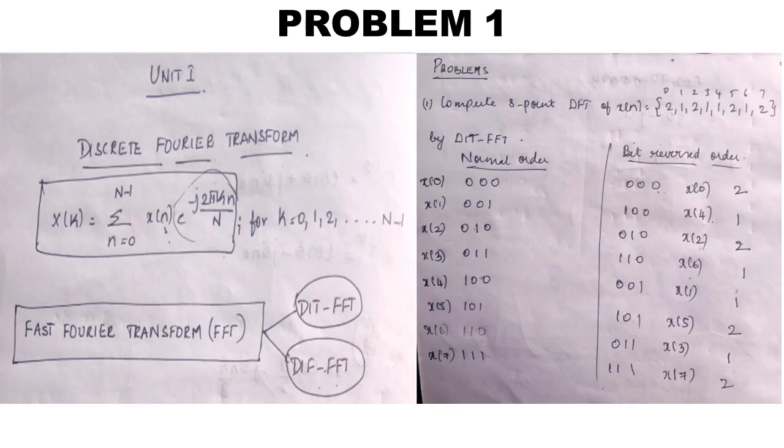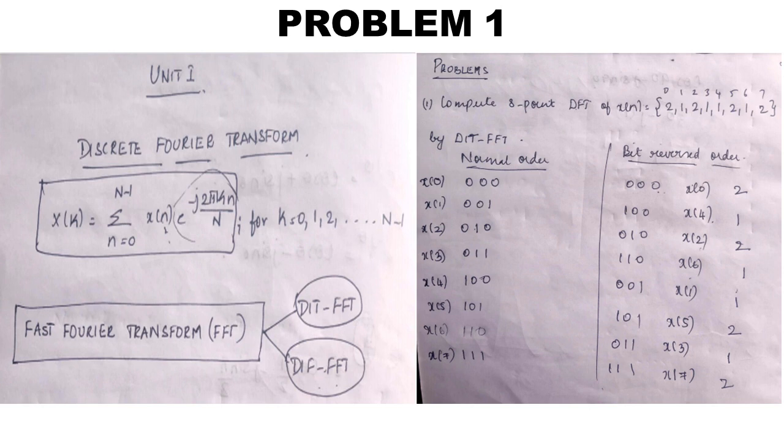Now, this is the formula to find the DFT: summation n equals 0 to N minus 1 of x of n e power minus j 2 pi kn by N, where k ranges from 0 to N minus 1 and capital N is the number of samples. There are two methods in the FFT algorithm: decimation in time FFT and decimation in frequency FFT. Now let us see a simple example on the DIT FFT method, that is the decimation in time FFT method.